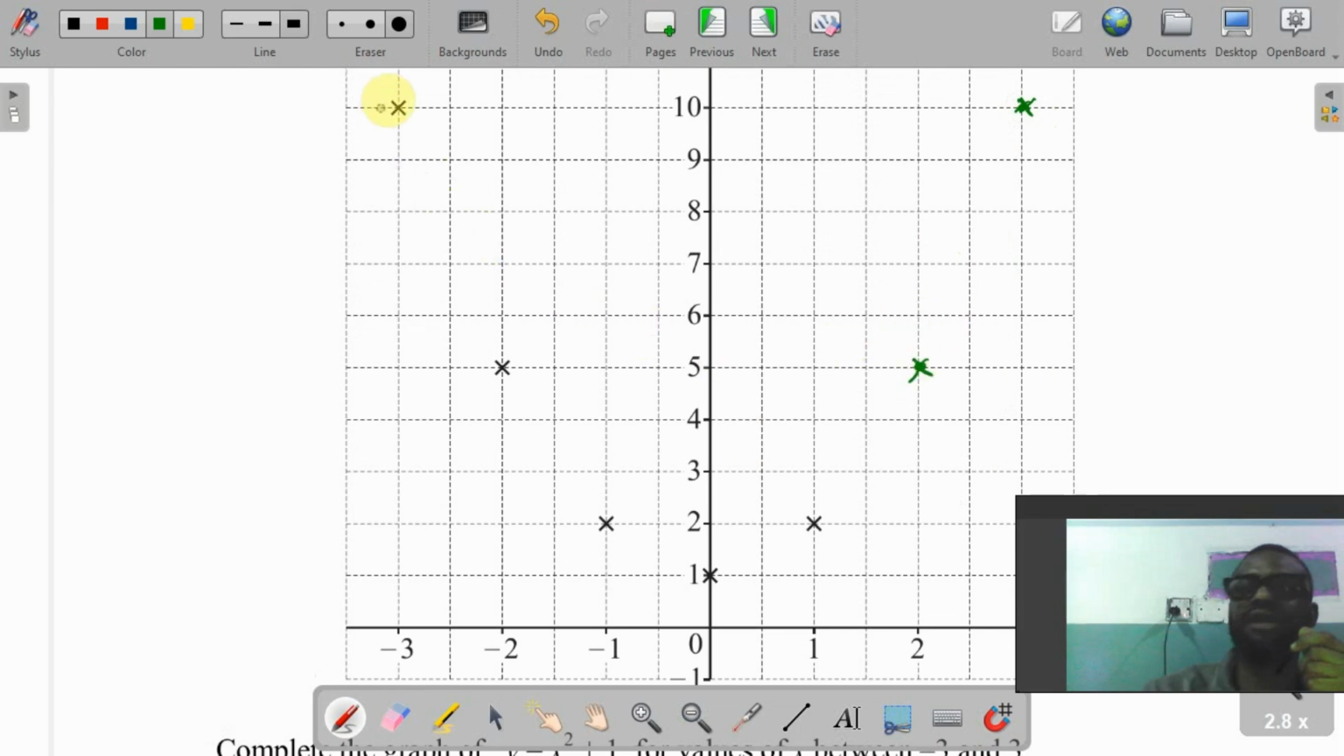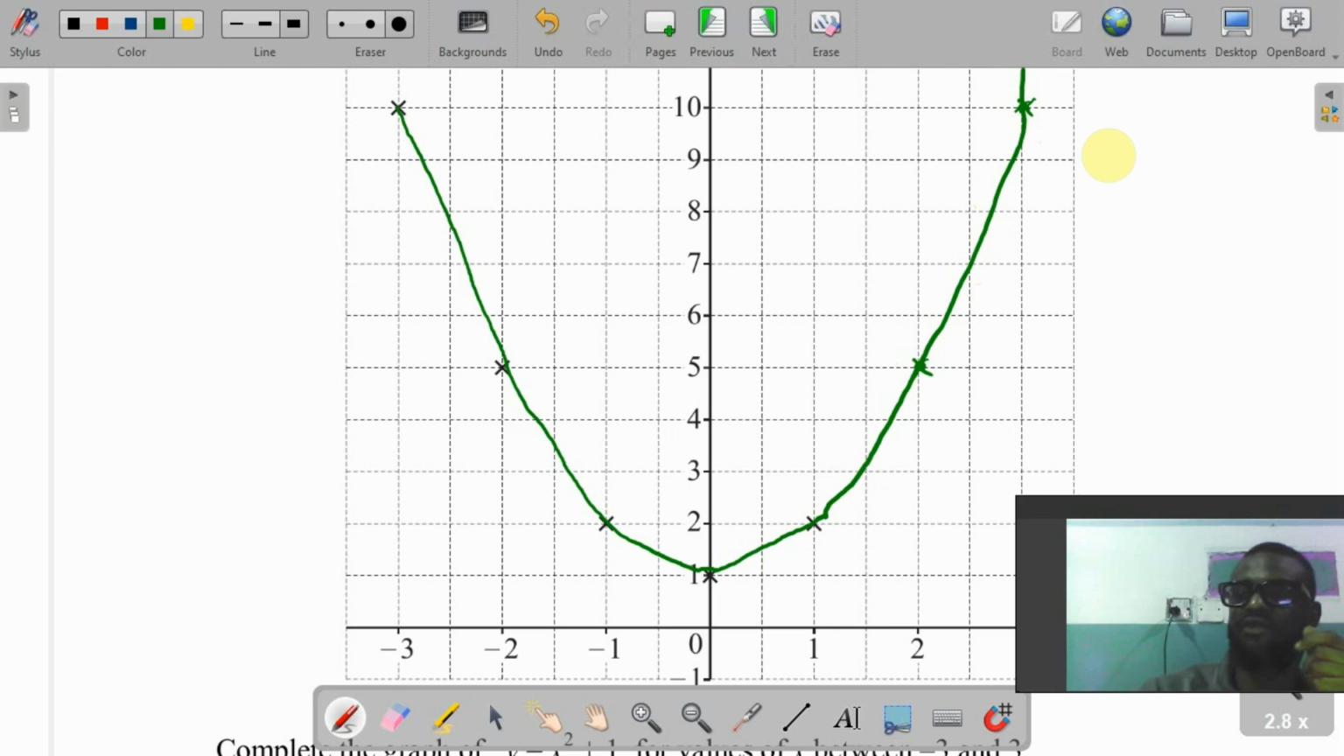Now I will join the points together. The curve will go this way, and go this way. Okay, this is how the graph will look.